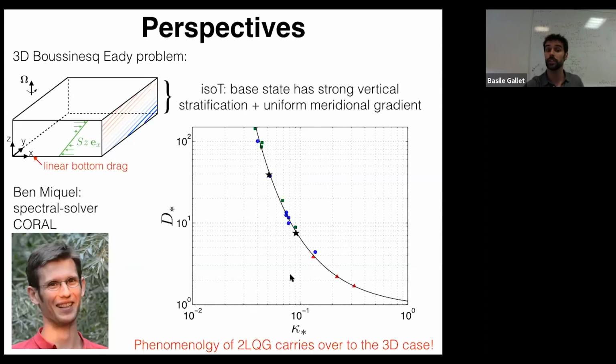So that's really good news. It means that the phenomenology that we got from the two-layer quasi-geostrophic model carries over to the 3D case. So it has skill of describing more complicated situations.